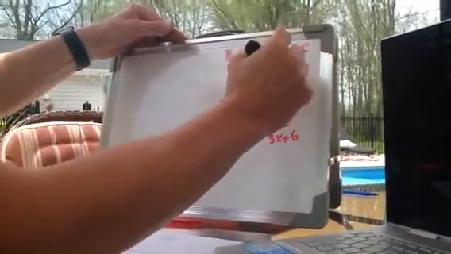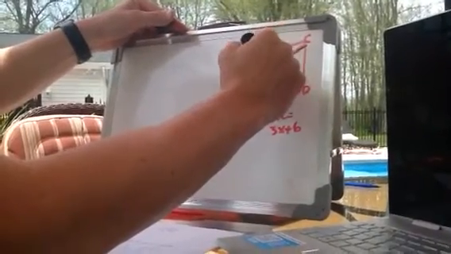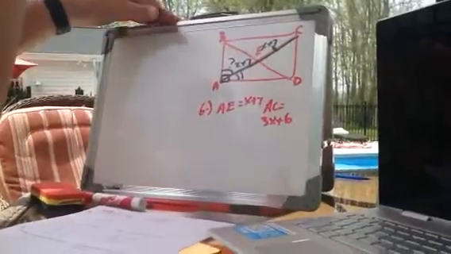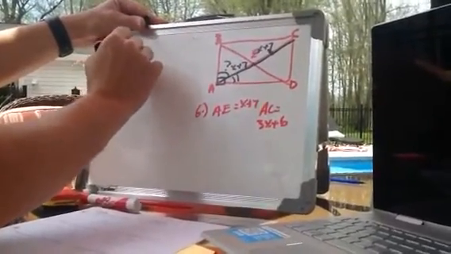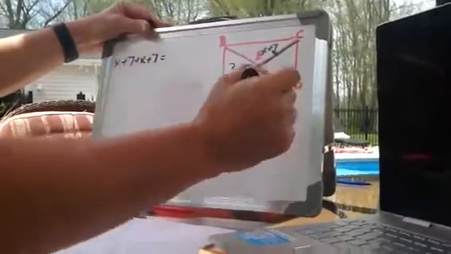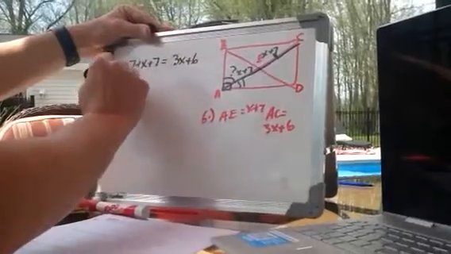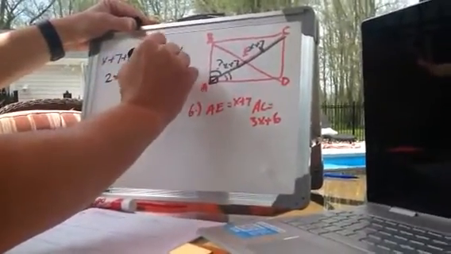Well, we know that diagonals bisect each other. Okay, so if this is x plus 7, then this here has to be x plus 7. Okay, and that's all I'm going to do. So x plus 7 plus x plus 7 equals, the whole thing is 3x plus 6. 2x plus 14 equals 3x plus 6.